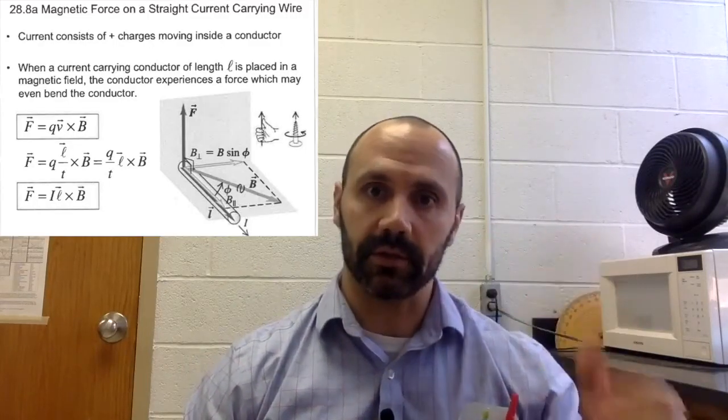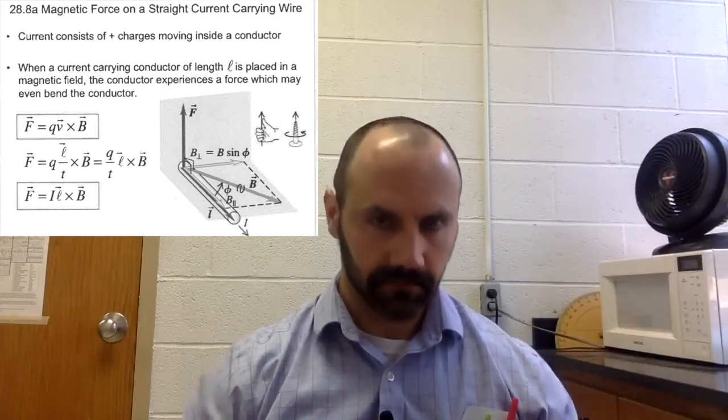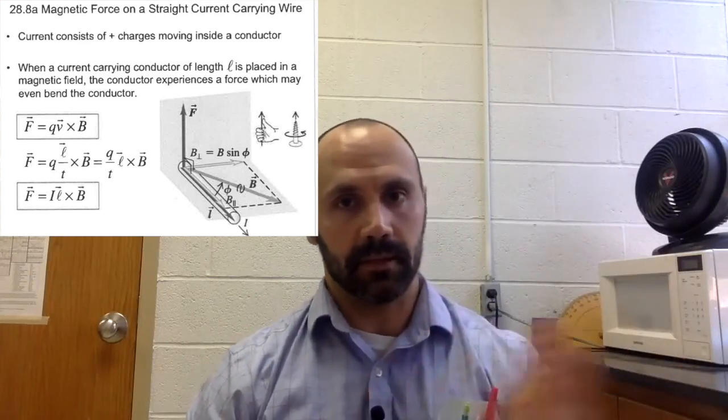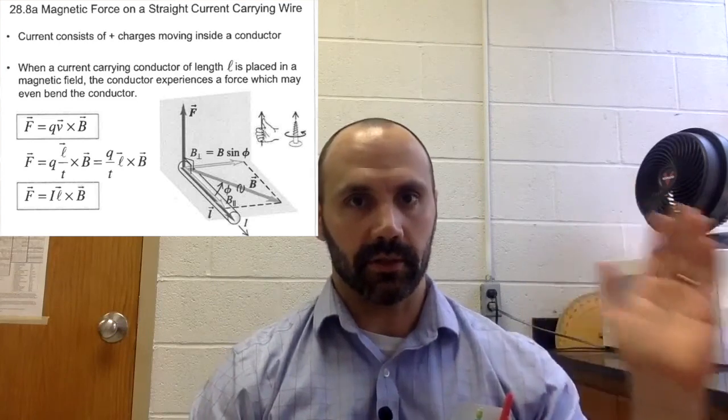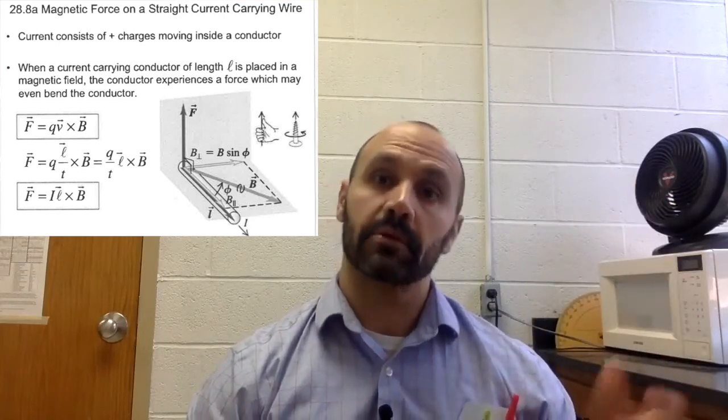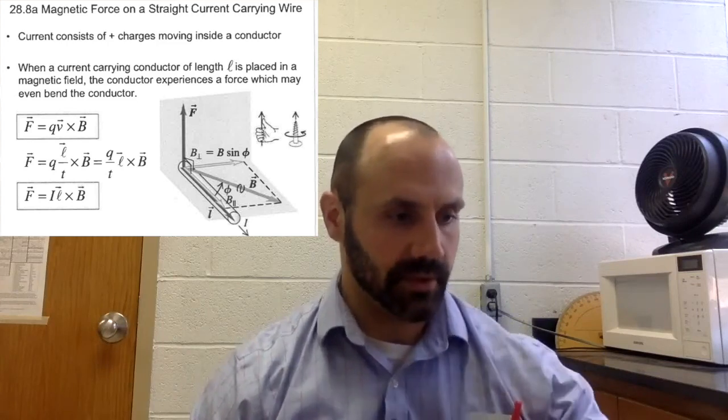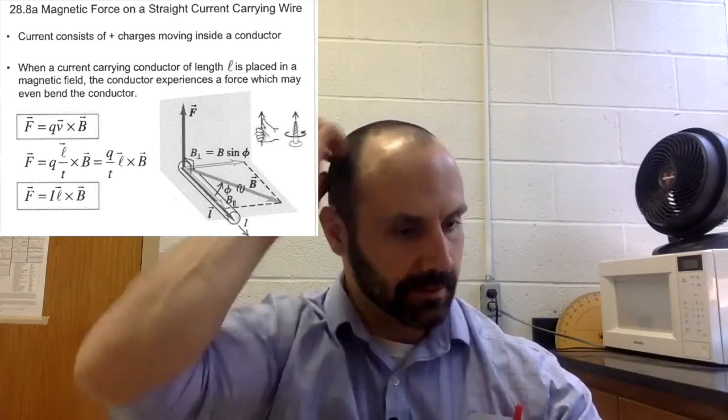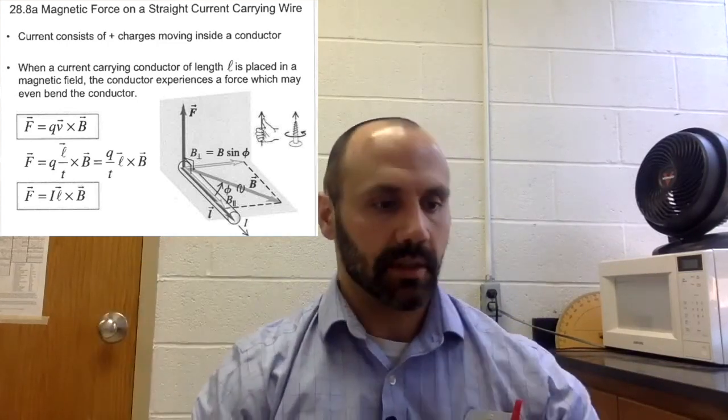And if I look at the units of QV, I end up with coulombs times meters per second. If I switch the seconds, I get coulombs per second, and now I've got current. Then multiply that by meters, so that's like current times length. So force is also equal to IL cross B. And so that's our next equation here.